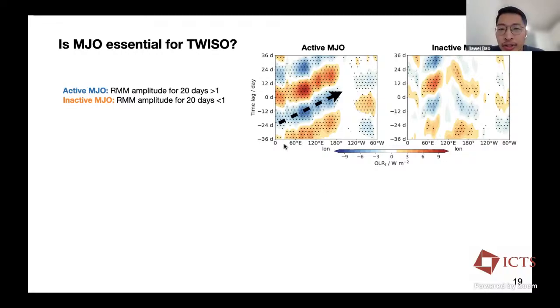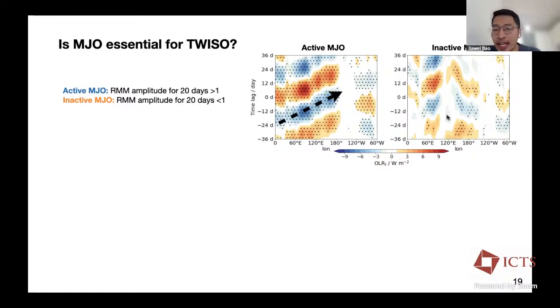This plot shows a longitude-time diagram where the x-axis is longitude from the Indian Ocean to the Pacific, whereas the y-axis is time lag from an early period, minus 30-60 days, to after 30-60 days. Day 0 is the time when the atmospheric temperature oscillation reaches its peak during the TWISO. So during the active MJO scenario, we see a very clear eastward propagation, which clearly signifies the existence of the MJO.